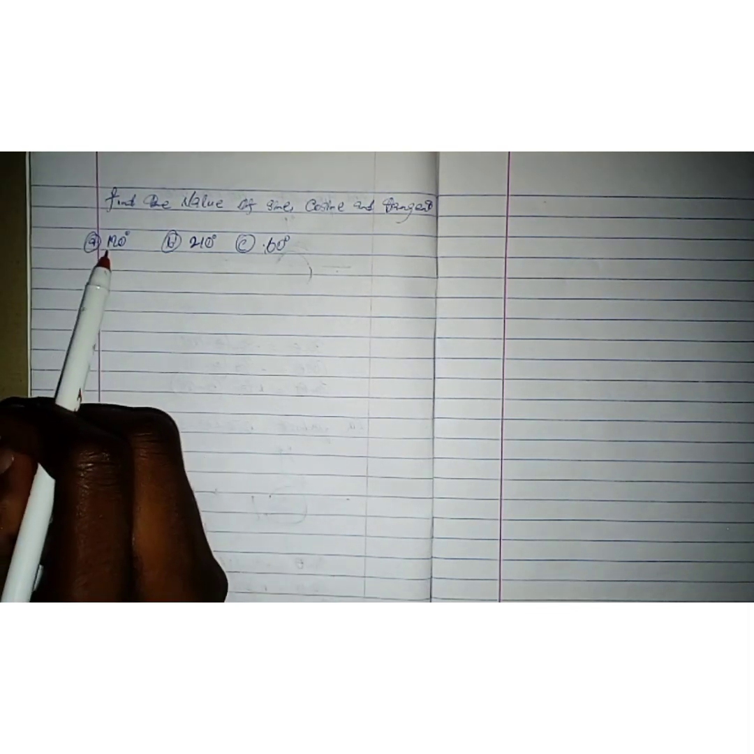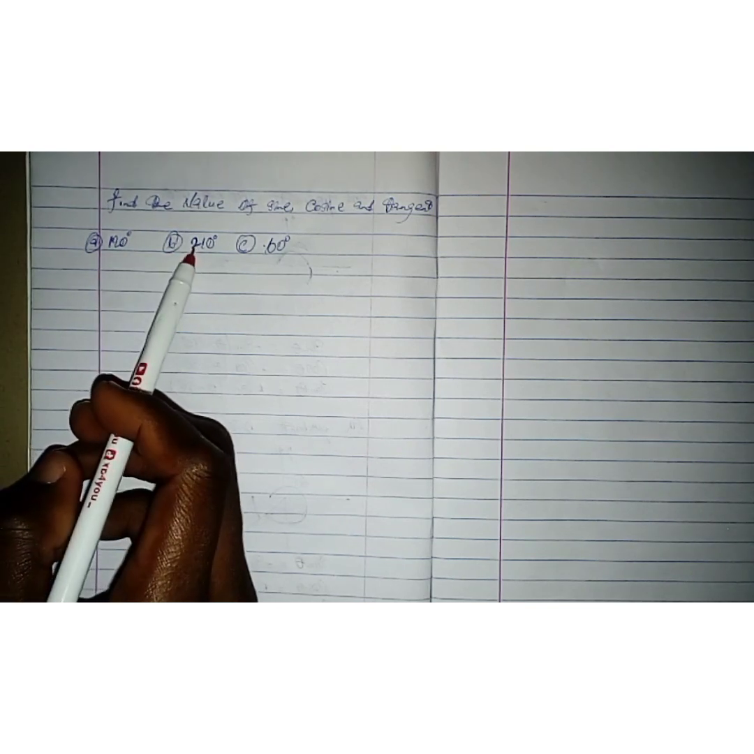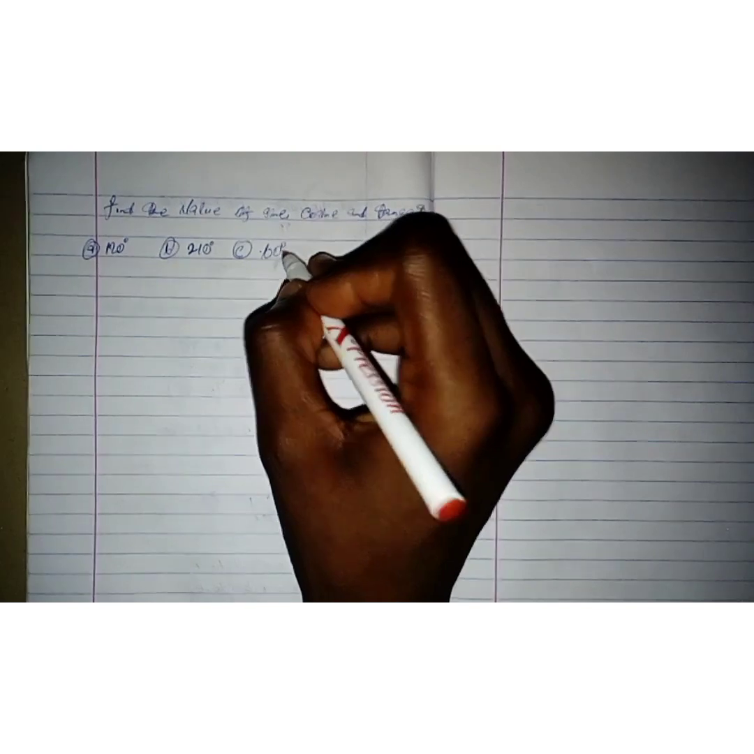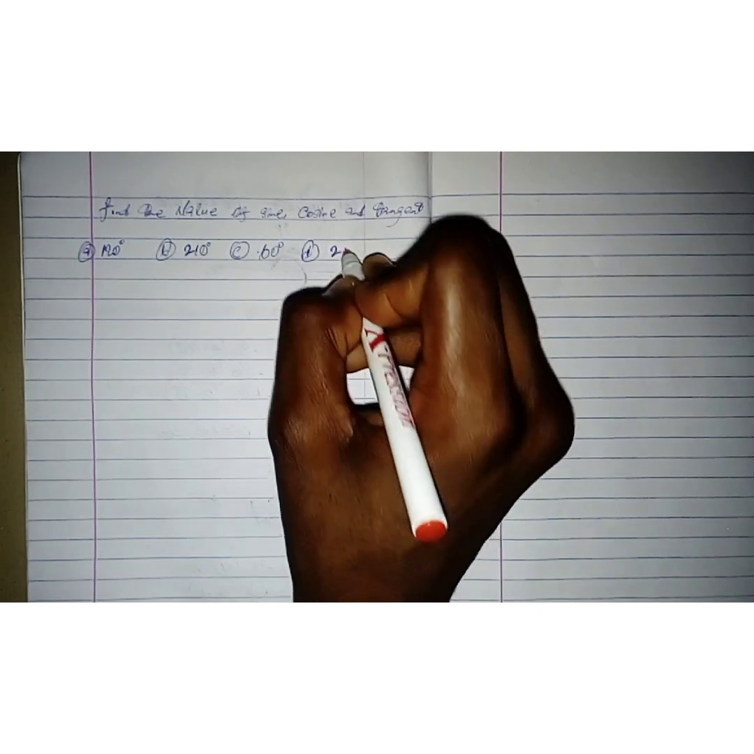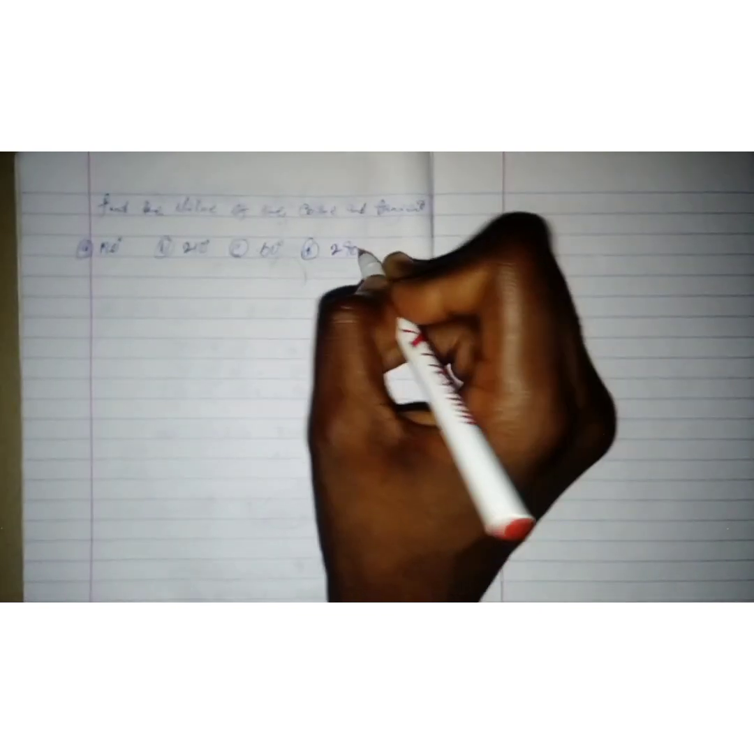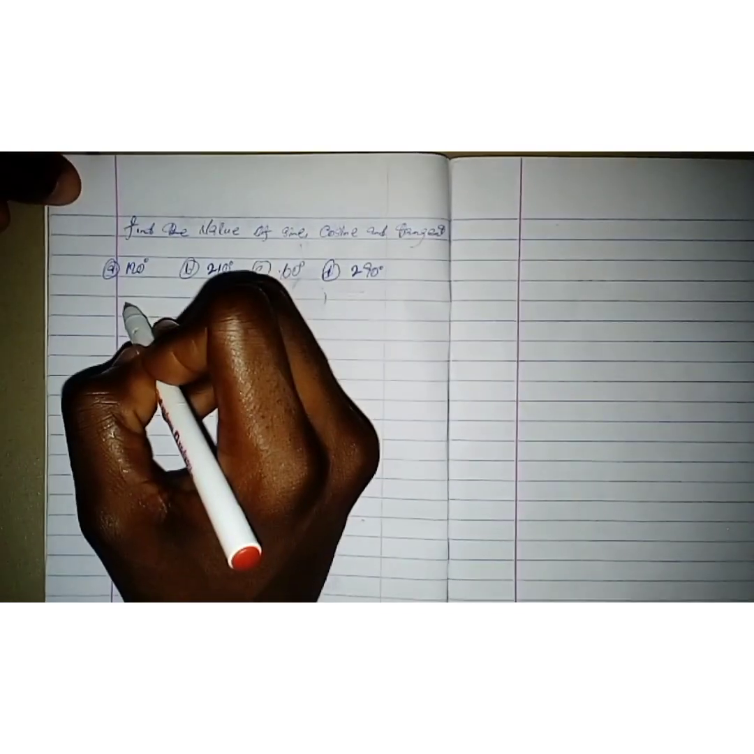What about D? I should say this is at the second quadrant, this is at the third quadrant, this is at the first quadrant, and D, 290 degrees, is at the fourth quadrant. So from this now, you know that for A.